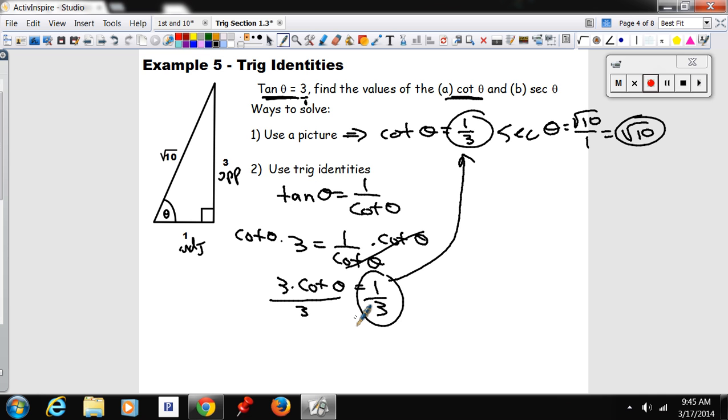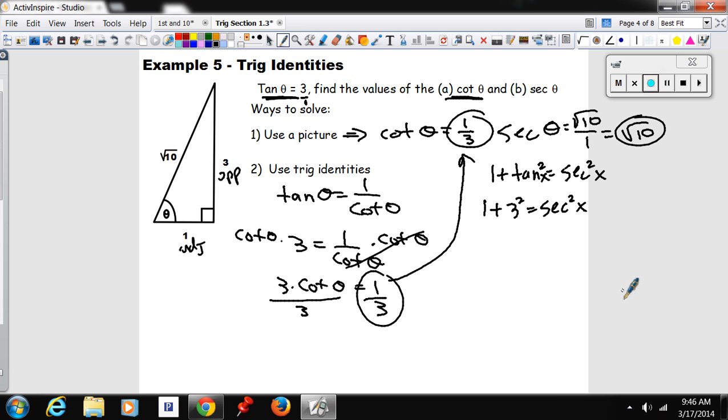But let's see how we can go from tangent to secant using the identities. Look at your identities. Is there one that has a tangent and a secant in it? I think it's near the bottom. Doesn't it say 1 plus tangent squared equals secant squared? And we have x's on our chart. You can put thetas in there if you want. It doesn't matter. So let's take out the tangent. Let's put in a 3. So it's going to be 1 plus 3 squared equals secant squared.